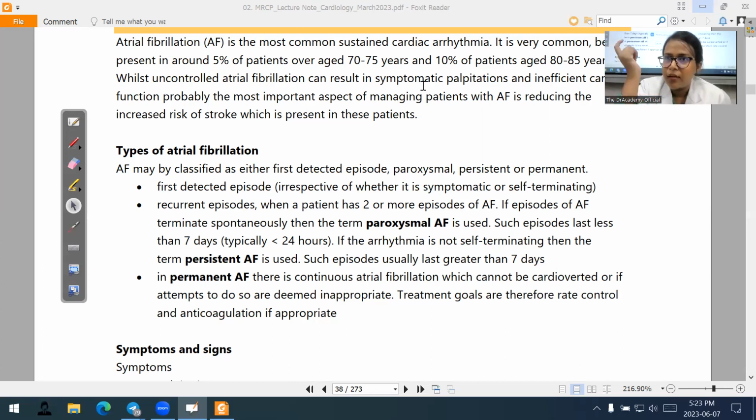Narrow complex, right? Narrow complex, exactly. These are the three important features, okay? Loss of P wave, irregular, and narrow complex. If it is fast ventricular response or FVR, then there can be tachycardia. And if it is slow ventricular response, then it can be like a bradycardic feature, okay? So the rhythm will be irregularly irregular. Irregularly irregular or irregular, either answer is fine.